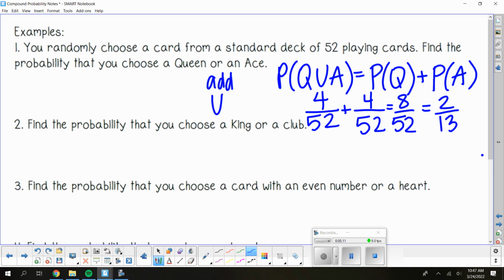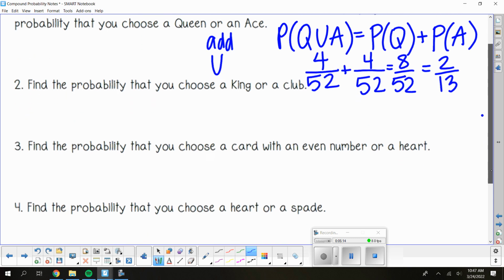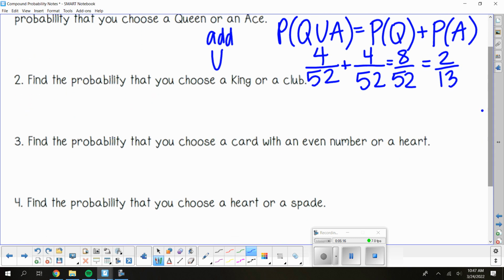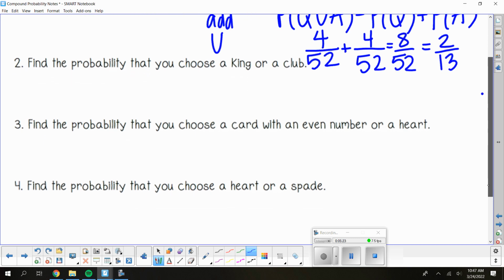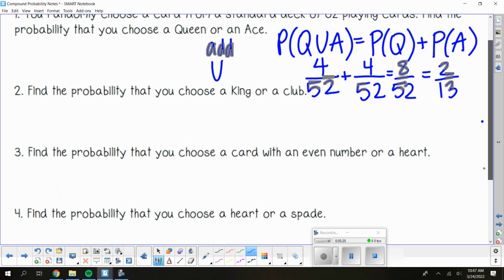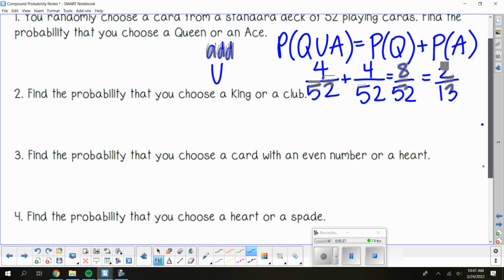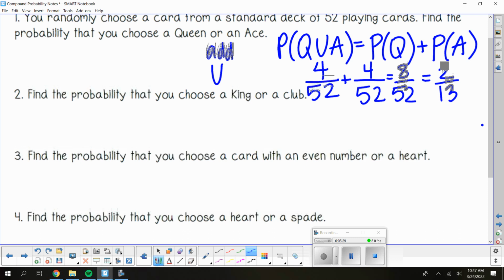All right, let's look at number 3 down here. Find the probability that you choose a card at random. Actually, how about you guys pause and do number 4? All right, now looking at problem 3. Find the probability that you choose a card with an even number or a heart. So again, or means add, or means union. So I want the probability of an even or a heart.